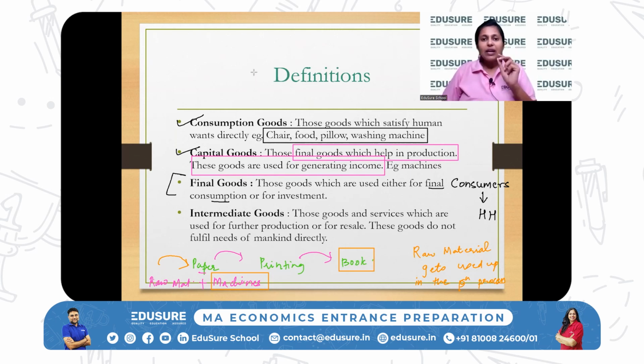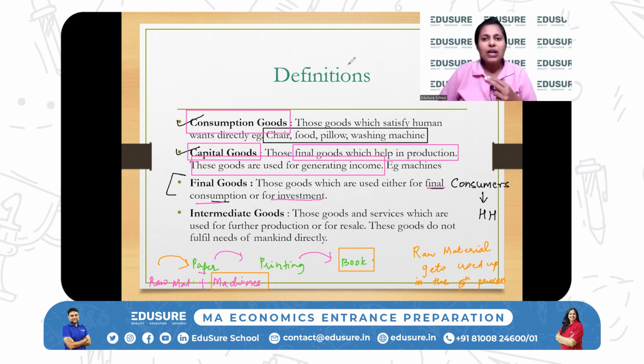Why? Because the final consumer of a machine is a producer. So the producer is not going to sell the machine to someone else. He is going to keep it with him, right? So that is also a final use of a good. So final goods are of two kinds. They can be used by consumers as consumer goods, or they can be used by producers as capital goods. So final goods are both those used for final consumption and those used for investment also.